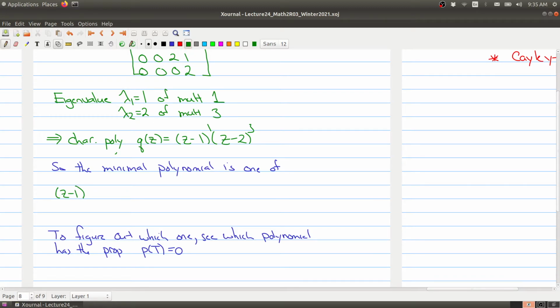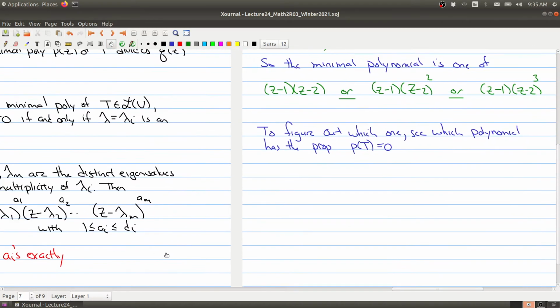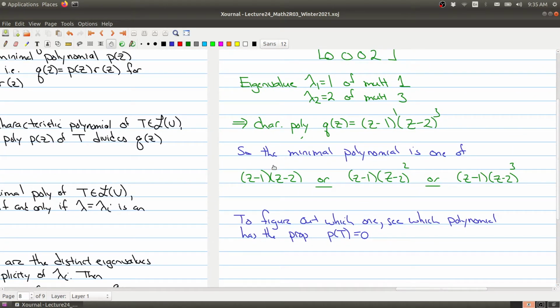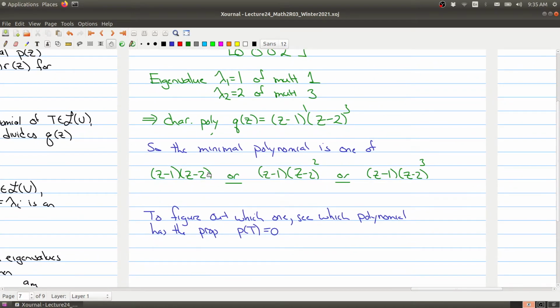Either (z minus 1)(z minus 2), or (z minus 1)(z minus 2) squared, or (z minus 1)(z minus 2) cubed. And that comes from the fact that the exponent has to be between 1 and the multiplicity. Now, because 1 has multiplicity 1, the only exponent that we can have with z minus 1 is 1, but the exponent for z minus 2 could be 1, 2, or 3.